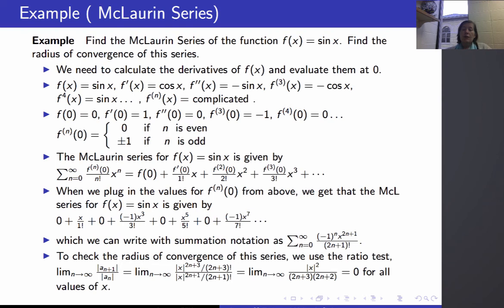The x is fixed, the denominator is increasing without bound, so this limit is 0 no matter what value x takes. So therefore, this series converges for all values of x. I do not know yet that this series sums to sine x for every value of x, but in fact it does, and we'll see that later.